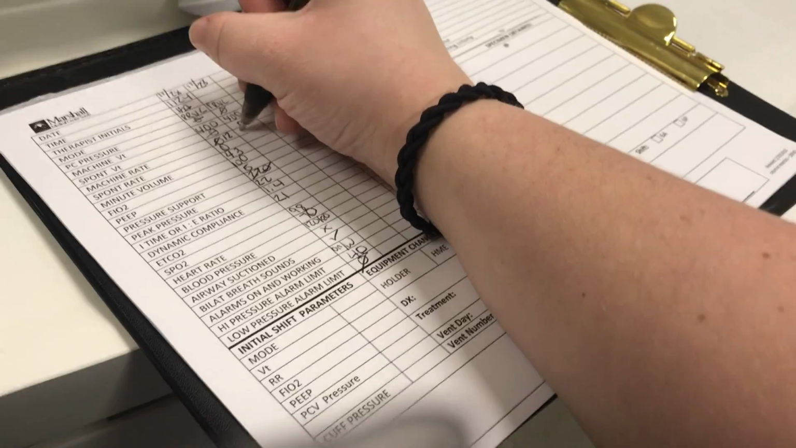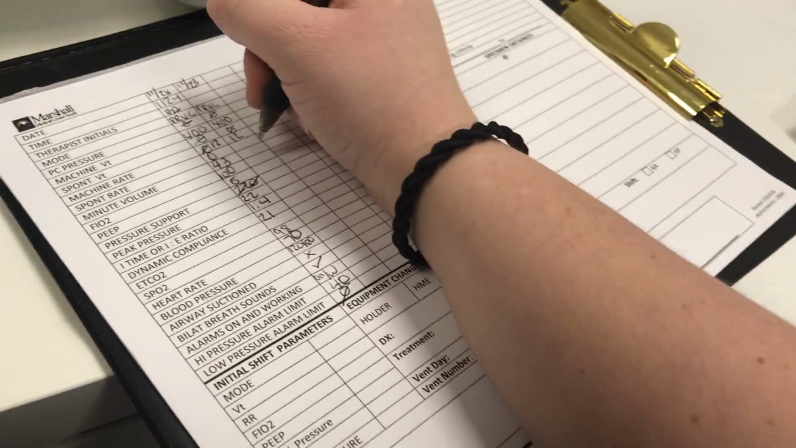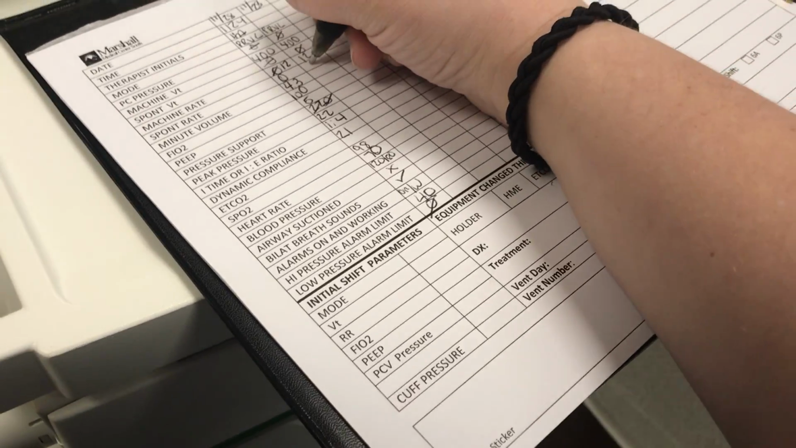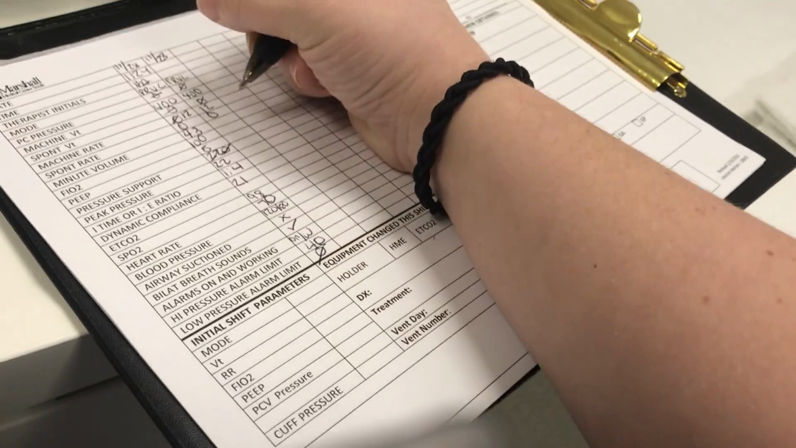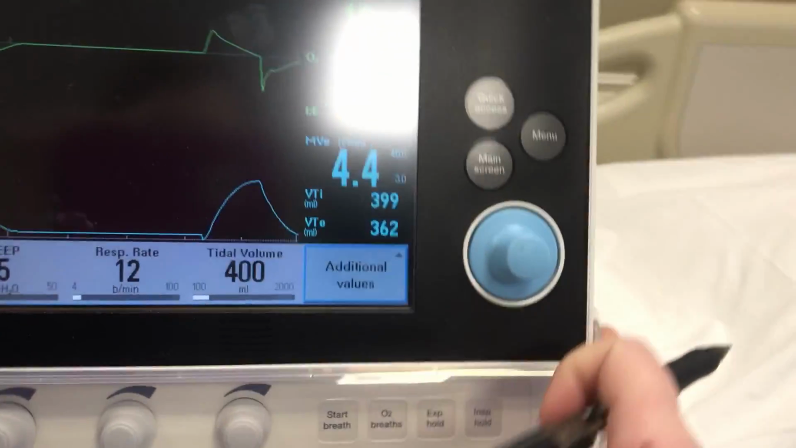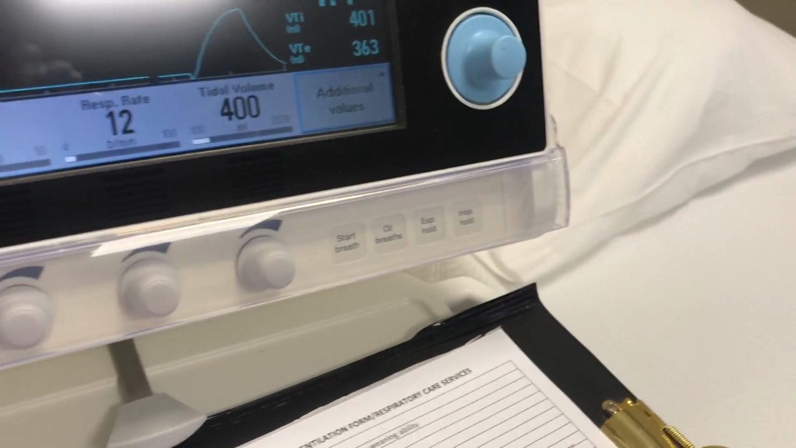I would do my machine rate. I'd write it in the next one. And if the patient's breathing over the vent, I would just subtract what they're breathing minus the set rate and get their spontaneous. The minute volume is on the first side on the first page, so it's 4.4.